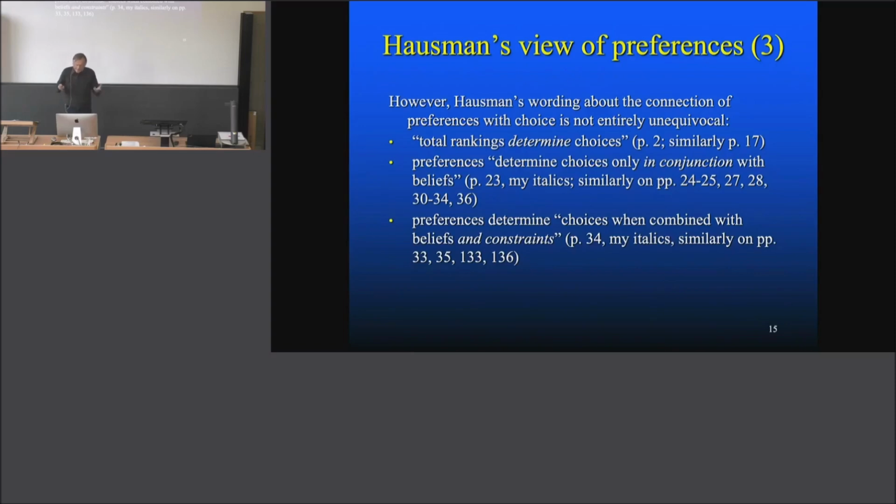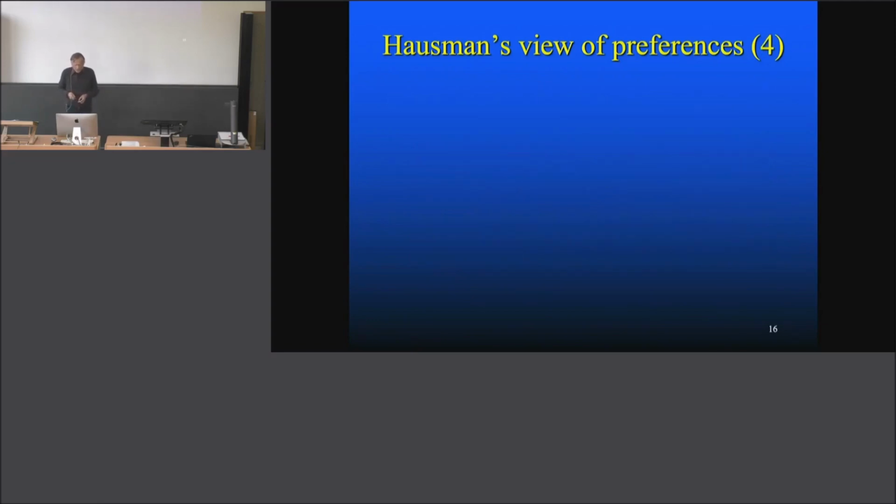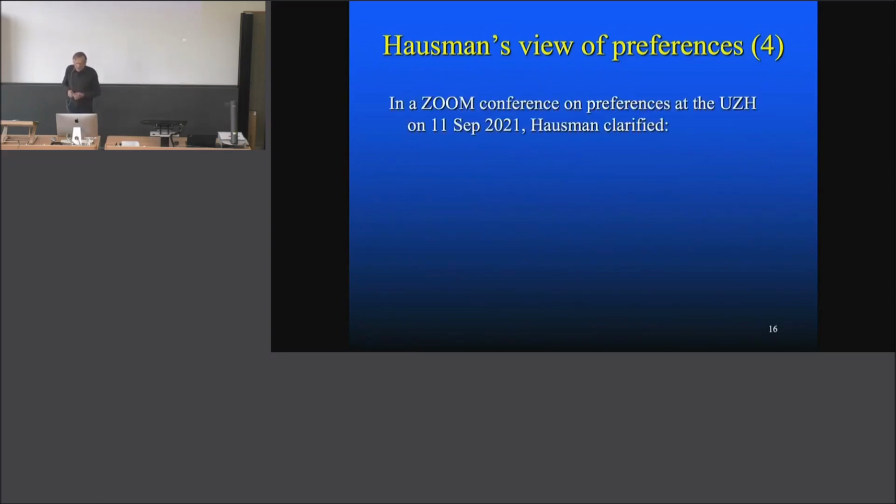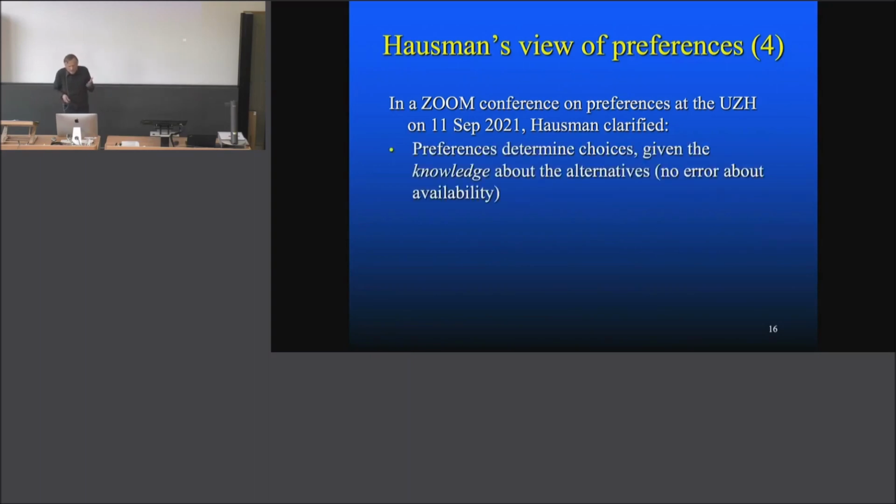Now, I once wrote a comment there and sent it to a journal, and he was one of my referees, and he answered that and was very unhappy about it. Later he gave a Zoom conference on preferences here at the University of Zurich, September 21, where Hausman clarified what he means. What he says is, preferences determine choices under the following condition: given the knowledge about alternatives and no error about availability.